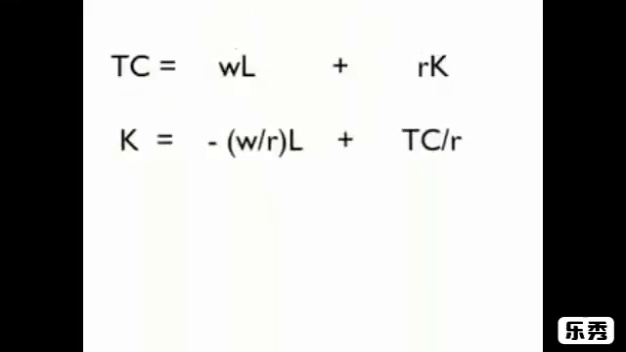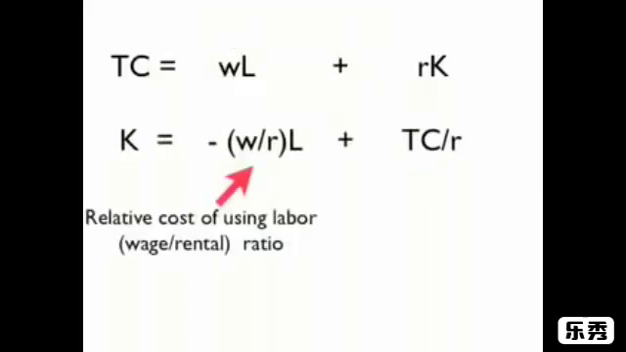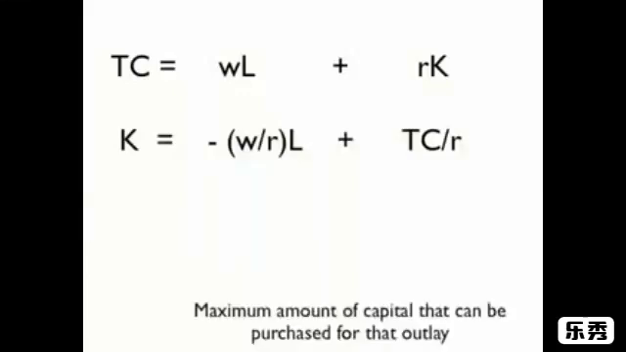You can rearrange this equation, solving for capital, where the slope of the line is the relative cost of labor, the wage-rental ratio, and that is the trade-off between purchasing labor or capital to produce the output. That wage-rental ratio will play an important part in many of the later aspects of what we do. The other part of the equation is the y-intercept, if you will, which is the total cost outlay divided by the return to capital, that is to say the maximum amount of capital that can be purchased for that given level of total outlay by the firm.